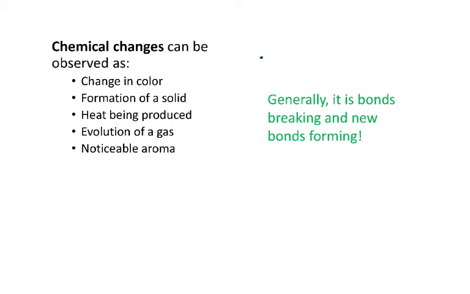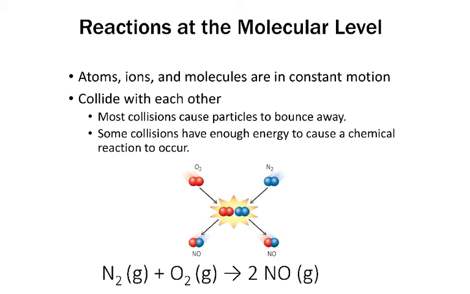All of these are just, in general, bonds breaking and new bonds forming. In the most general definition of a chemical reaction, we would say it's breaking present bonds and forming new bonds. So changing the way that atoms are arranged and bonded to each other. We're going to want to think about what's happening at the molecular level, and that's how we're going to try to make sense and have a model of what's happening with chemical reactions.